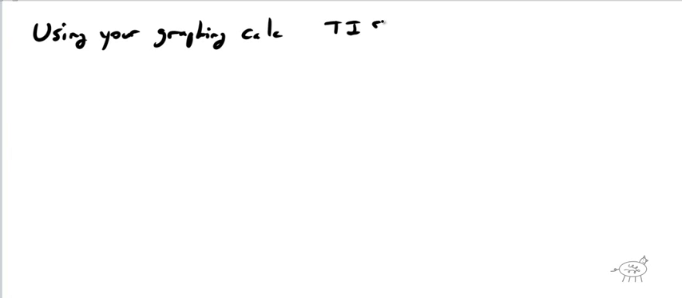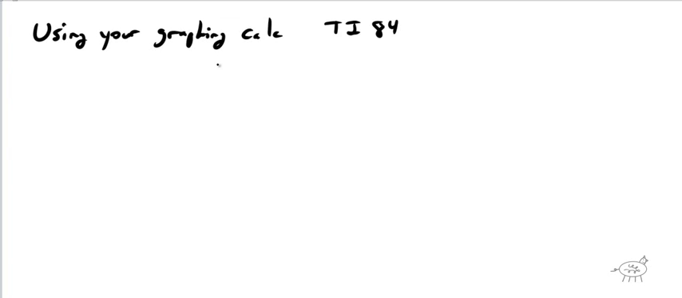This is day 3 of chapter 1, and we're going to start out by talking a little bit about using your graphing calculator. Specifically, I'm going to be using the TI-84. It may change over the course of the years, but it should probably be somewhat similar.